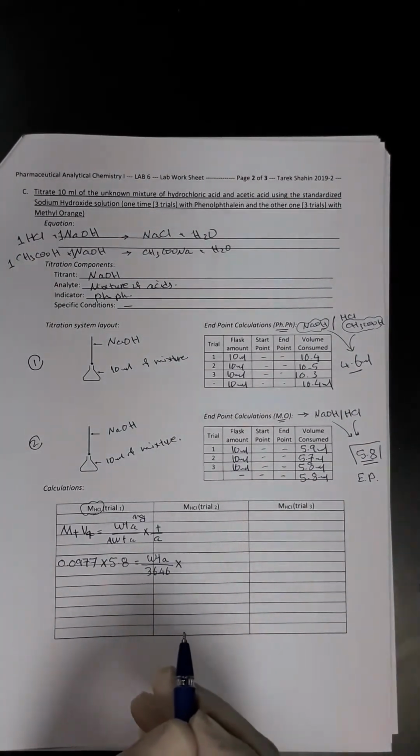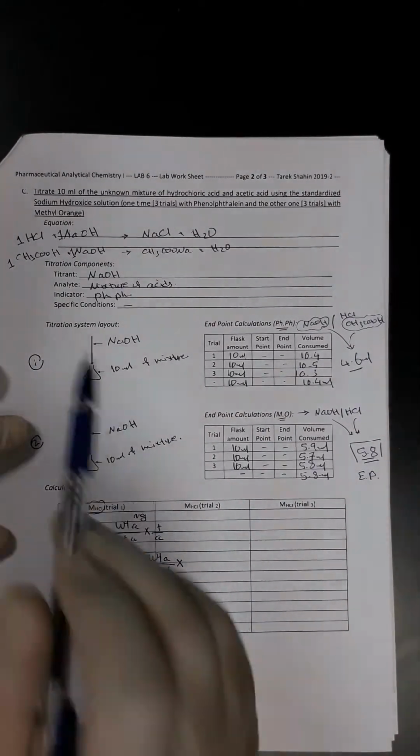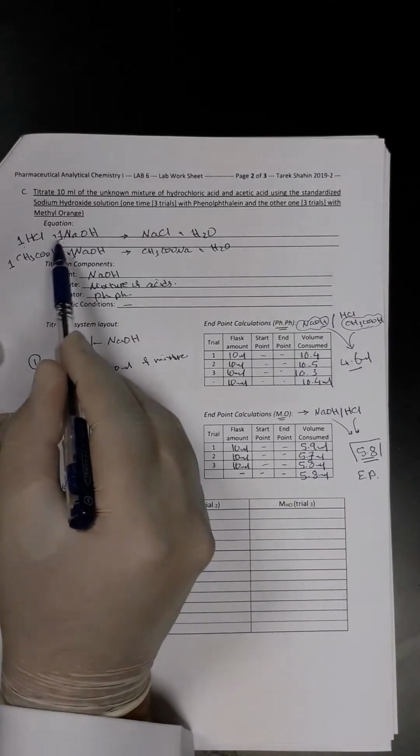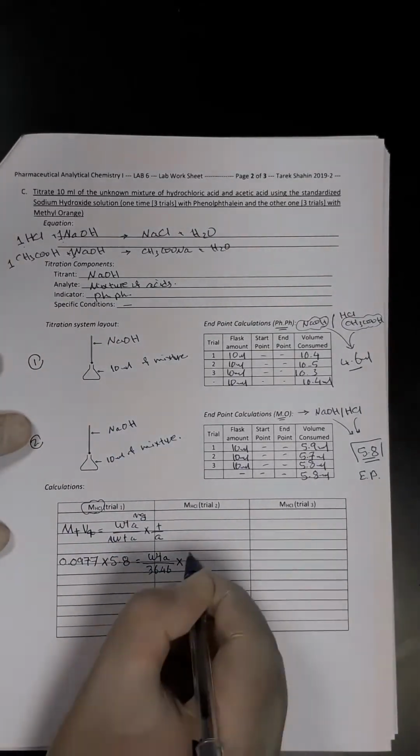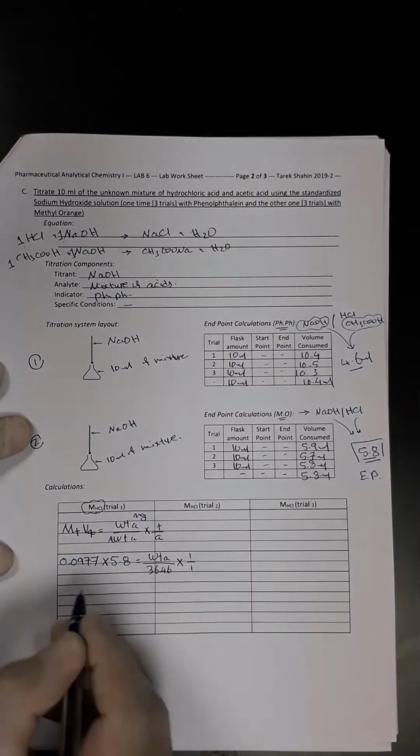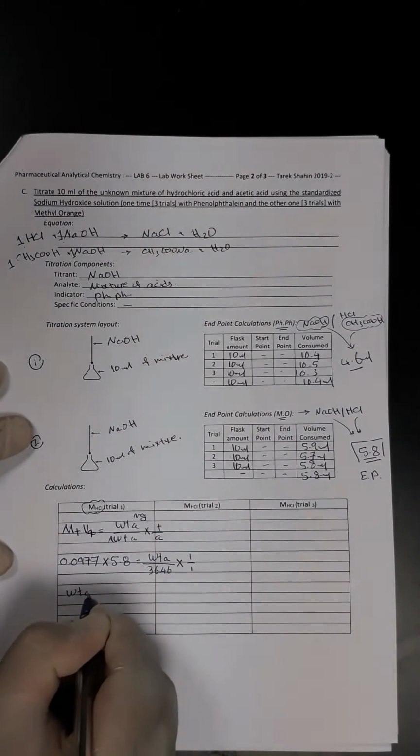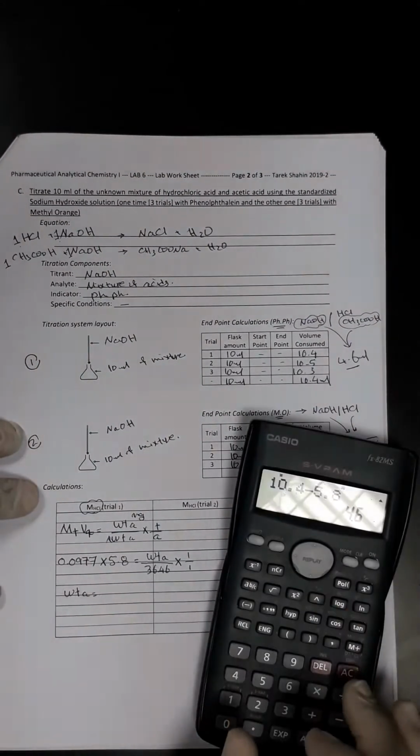Multiplied by the stoichiometric factor. What is the stoichiometric factor between the HCl and sodium hydroxide? It is 1 to 1, as you can notice here. So the stoichiometric factor will be 1 over 1. Now I will find out the weight of analyte using the calculator. It's a very simple calculation.